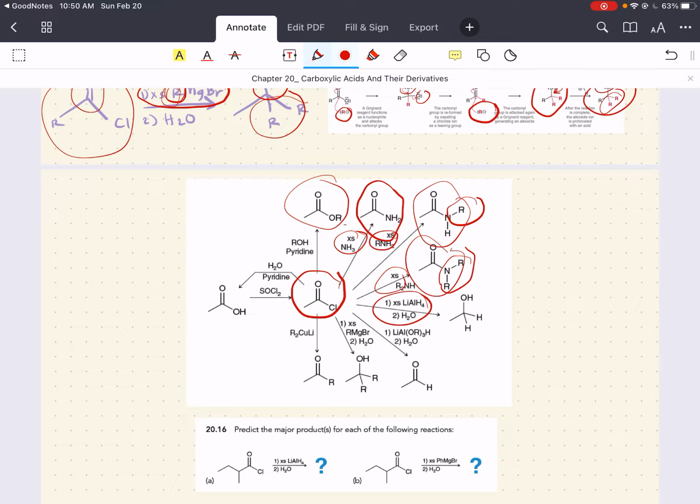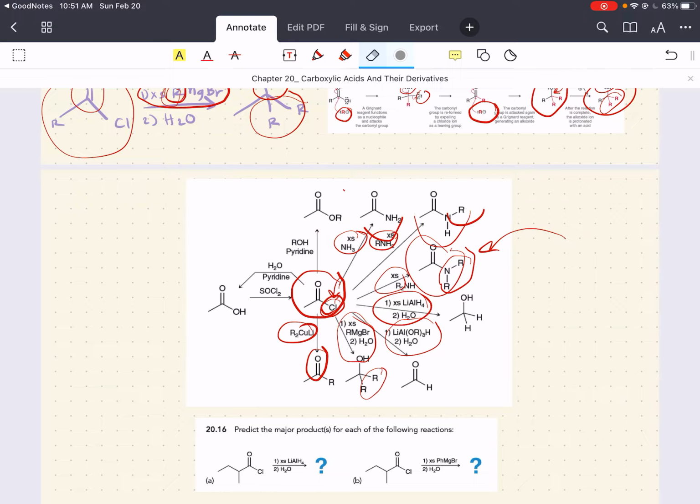All right, you can reduce your acid chloride. You can treat with Grignard reagents to get alcohol groups and two alkyl groups in addition, and you can also introduce a new alkyl group in replacement of this chlorine group without changing this carbonyl with this copper lithium complex here. And we might see this again in synthesis problems, but this is a very good summary of all the things you can do with acid chloride.